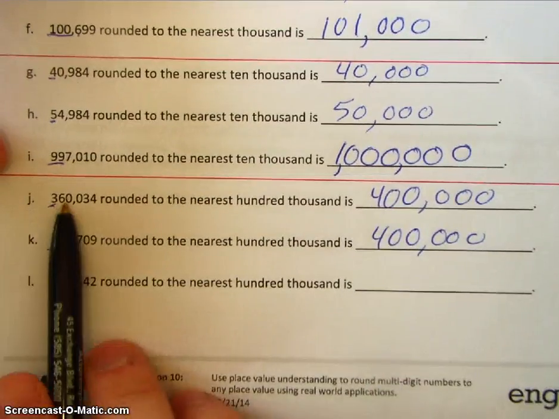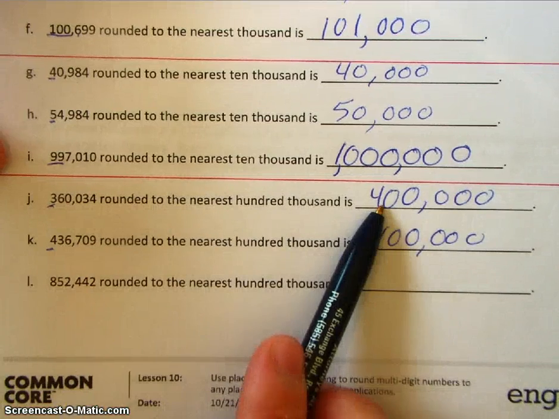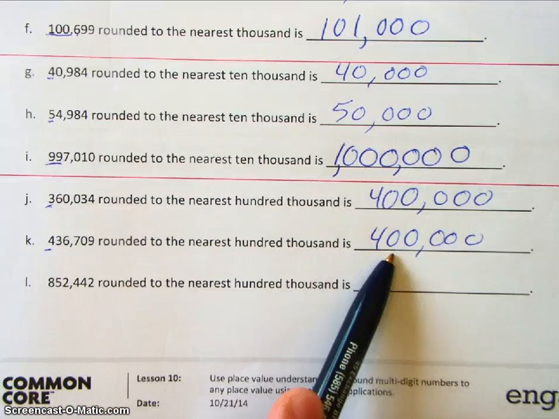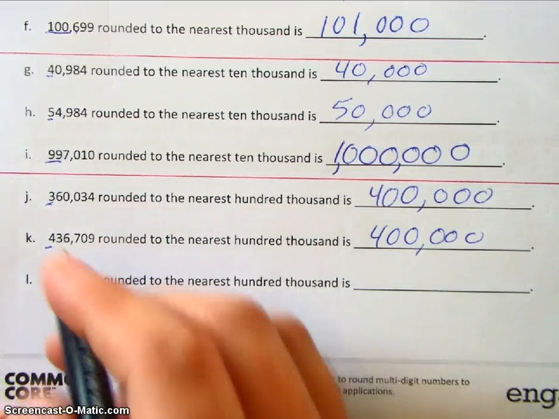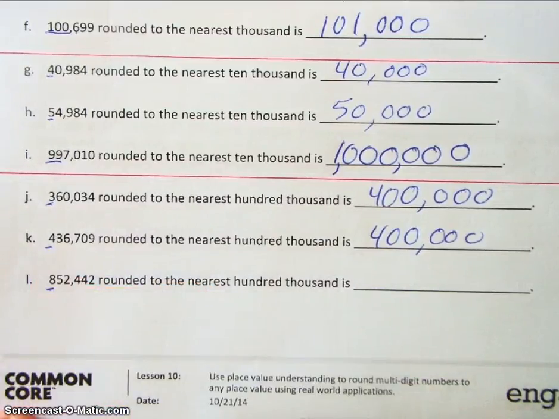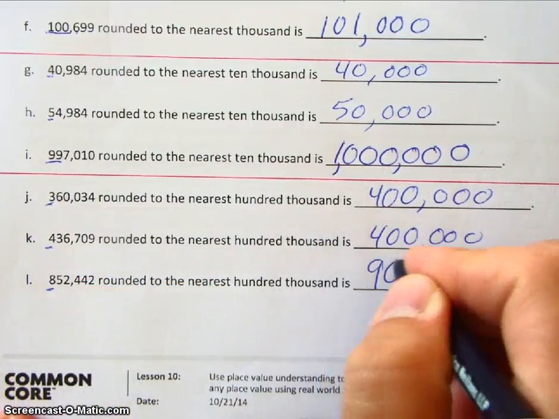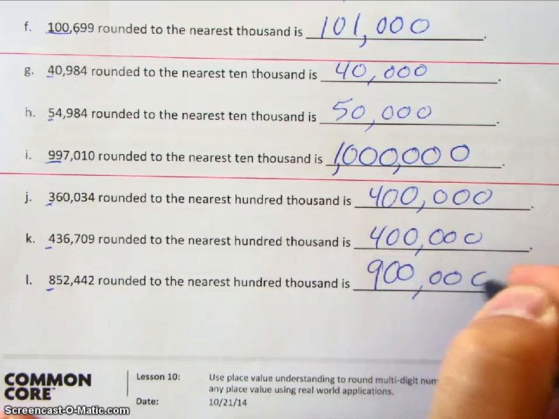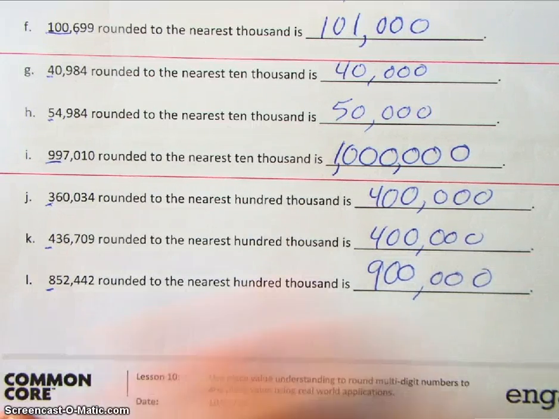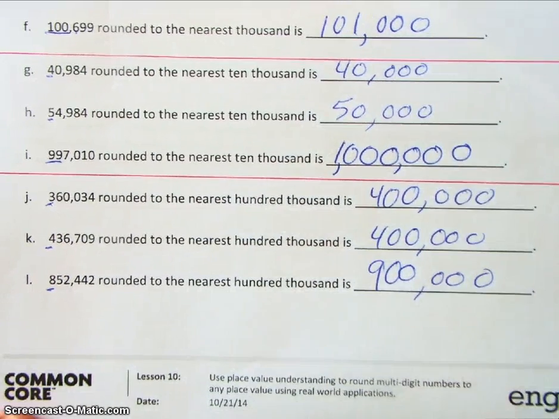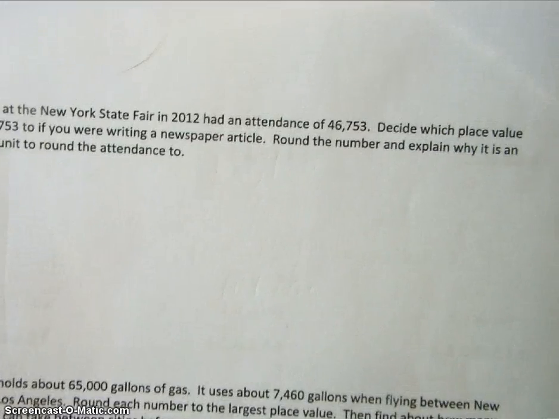So you can see J rounds up to 400,000, while K rounds down to 400,000. Okay, finally we have 800,000s. The 5 in the 10,000s place tells us to go up to 900,000. Moving on to some word problems here.